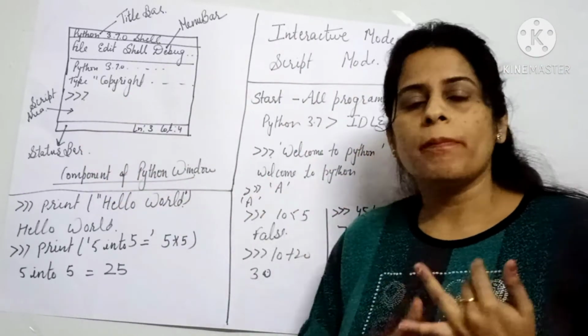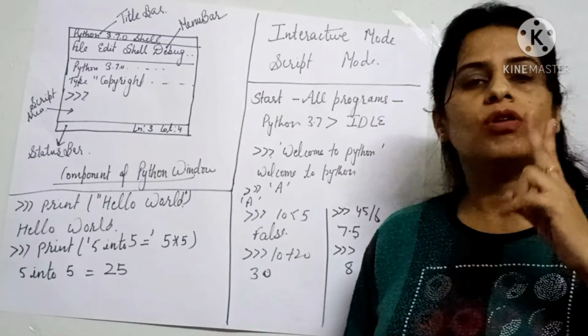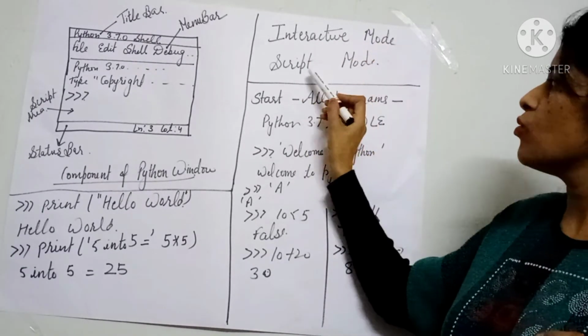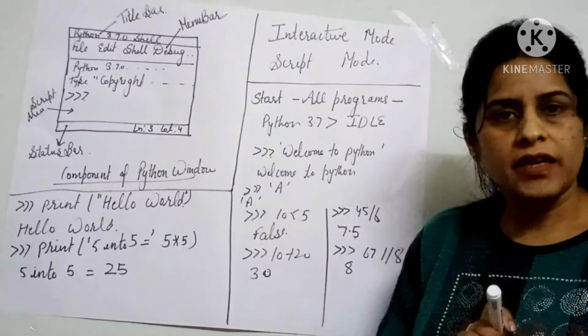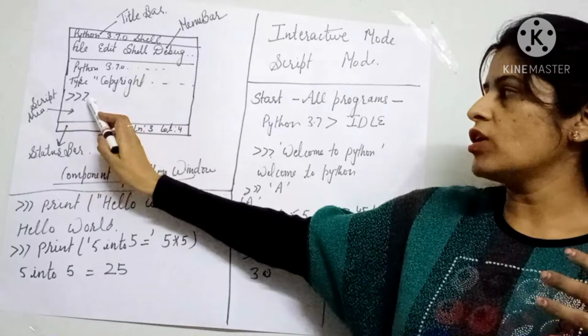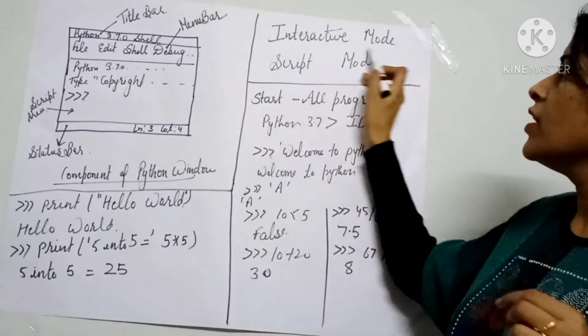Firstly, you have to know about this. When you download Python, you can work on it in two modes. The first mode is the interactive mode, and the second mode is the script mode. Today I will tell you what the interactive mode is and how we can use it. When you type your command on this command prompt, we are working in the interactive mode.